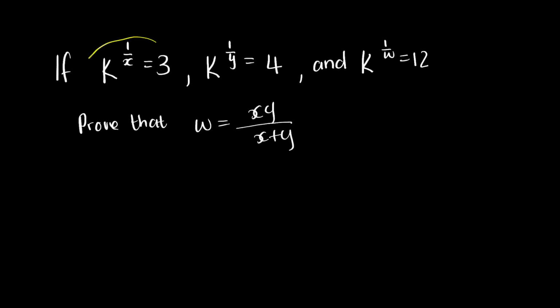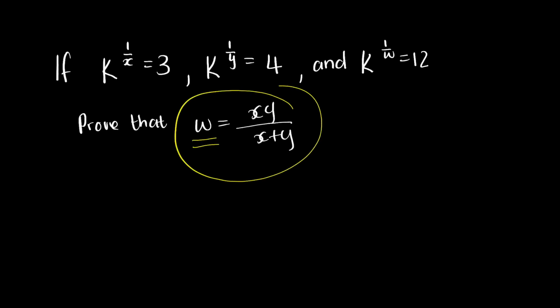If k to the power of 1 over x is equal to 3, k to the power of 1 over y is equal to 4, and k to the power of 1 over w is equal to 12, prove that w is equal to xy over x plus y.